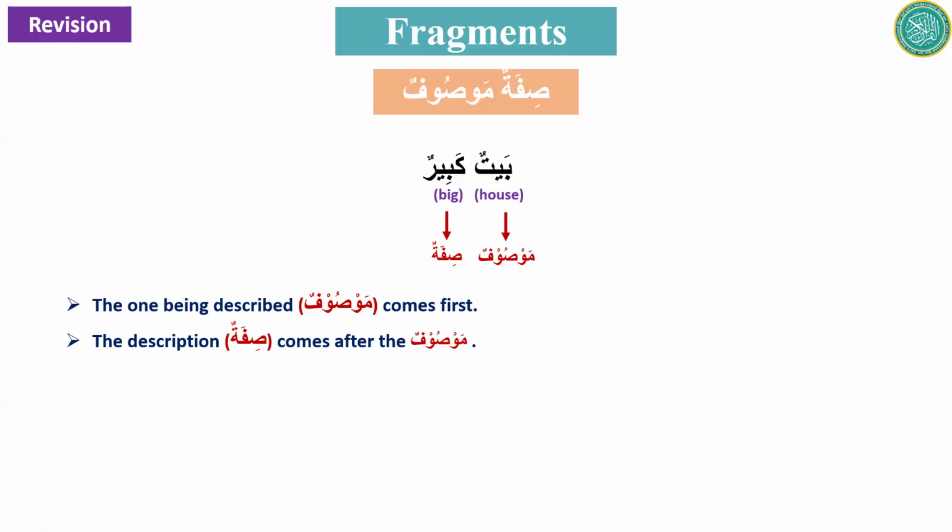Then four properties of ism should match in both mawsuf and sifa. Yeah. Mawsuf and sifa have to match in four properties. What are those four properties? Status, gender, number, and type. Number and type. Can other words come in between sifa and mawsuf?